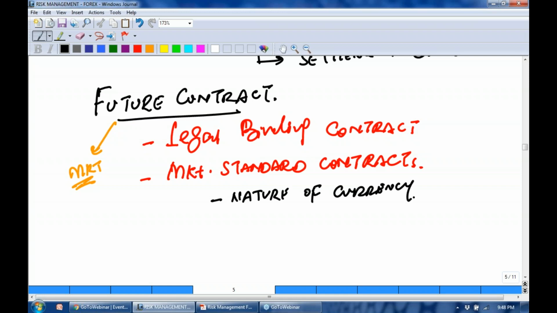For example, we have a requirement of sterling. So the market should provide the contract of sterling. If sterling is not available for the future contract, then we cannot make a futures contract. So the nature of the currency, sterling. Normally sterling, dollars and euro are available, but for example, if Turkish lira is required and we need to make a protection with the future market of the Turkish lira, but it's not available, then we cannot do anything. Nature of currency.